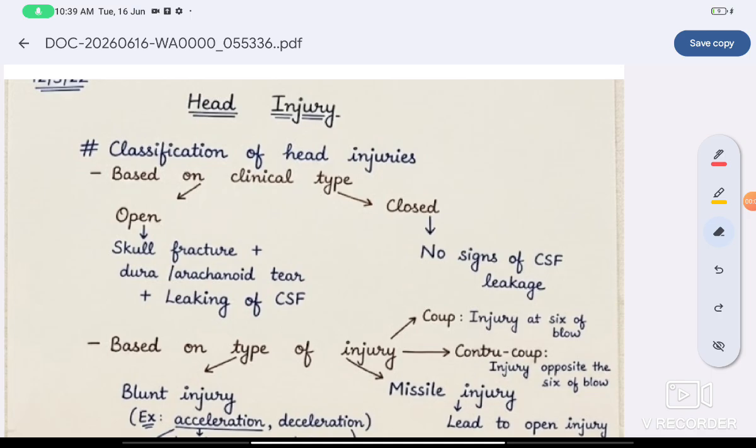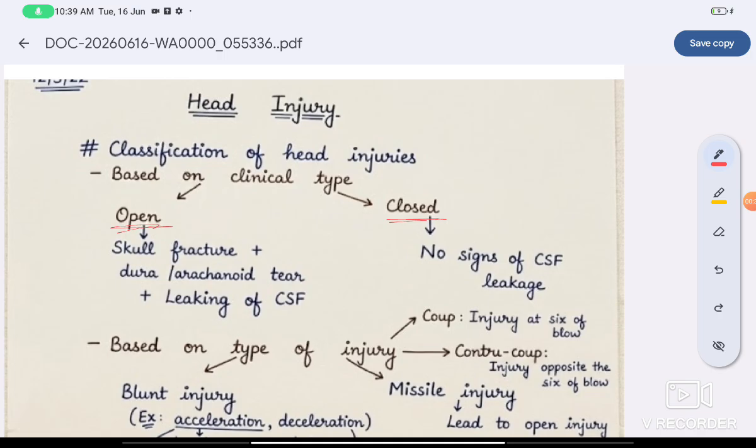Let us begin with a new topic today, which is head injury, a part of general surgery. To begin with, let us discuss the classification of head injuries. Based upon the clinical findings, head injuries may be of two types: open head injury and closed head injury. So, what do you mean exactly by open?